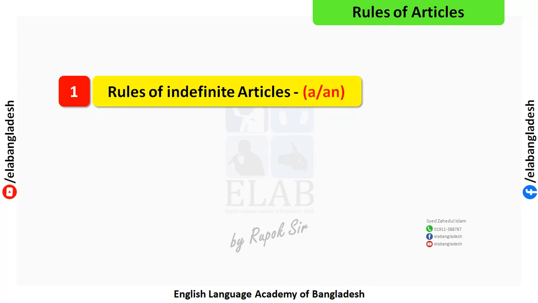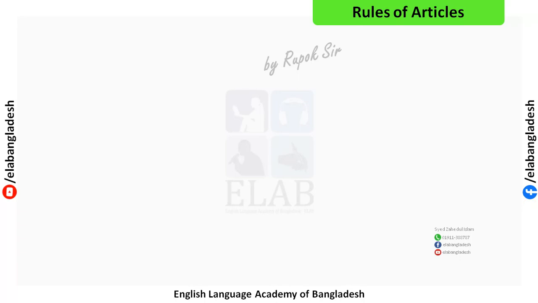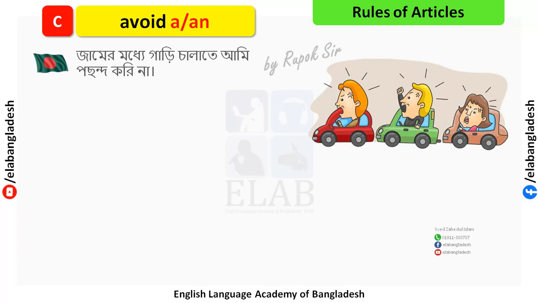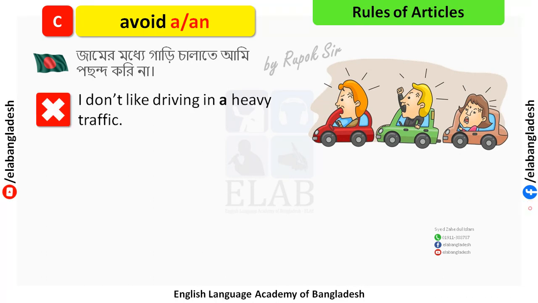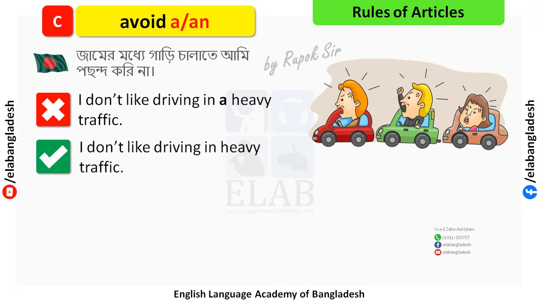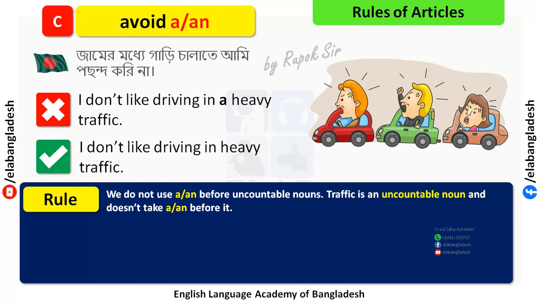Rules of indefinite articles. Avoid a or an. I don't like driving in a heavy traffic. I don't like driving in heavy traffic. We do not use a or an before uncountable nouns. Traffic is an uncountable noun and doesn't take a or an before it.